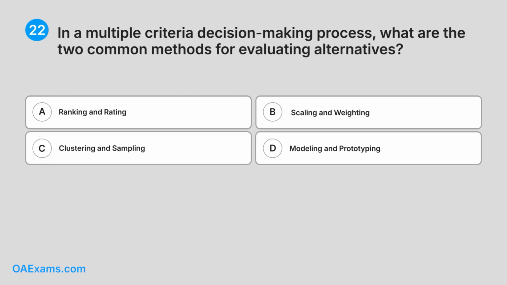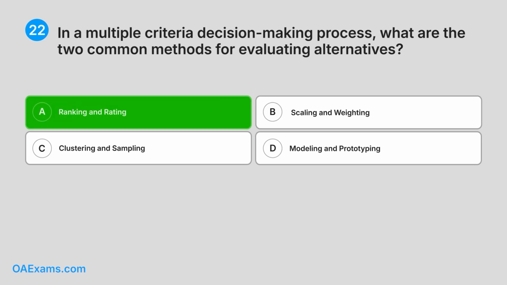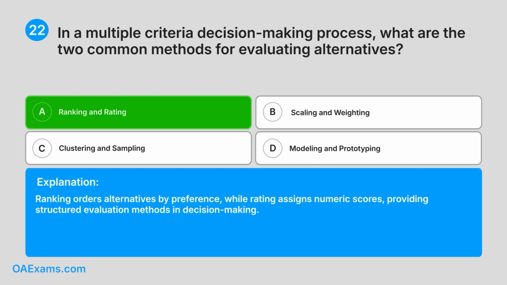22. In a multiple criteria decision-making process, what are the two common methods for evaluating alternatives? A. Ranking and rating. B. Scaling and weighting. C. Clustering and sampling. D. Modeling and prototyping. What do you think is the answer? Correct answer: A. Ranking and rating. Explanation: ranking orders alternatives by preference, while rating assigns numeric scores, providing structured evaluation methods in decision-making.